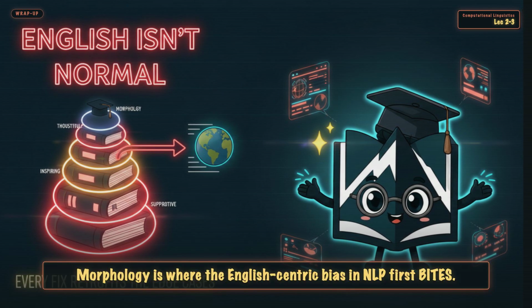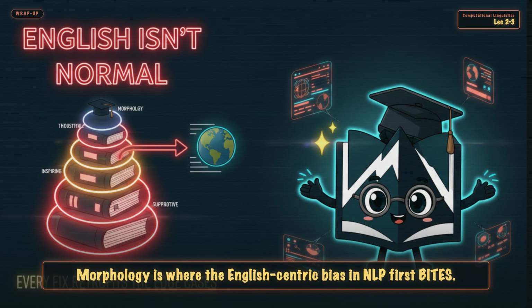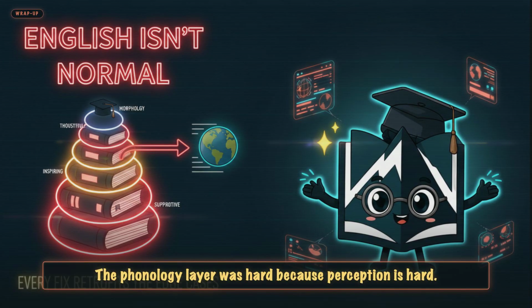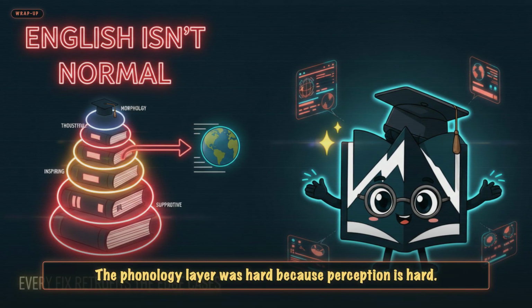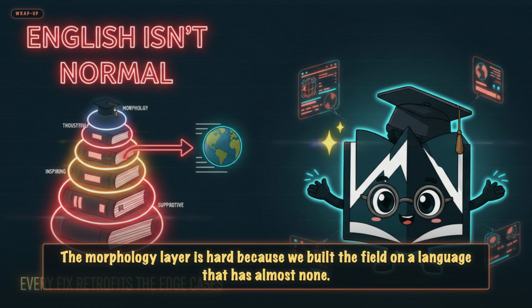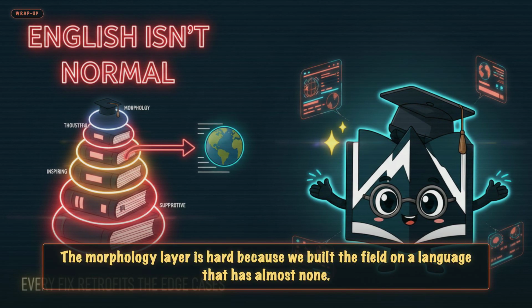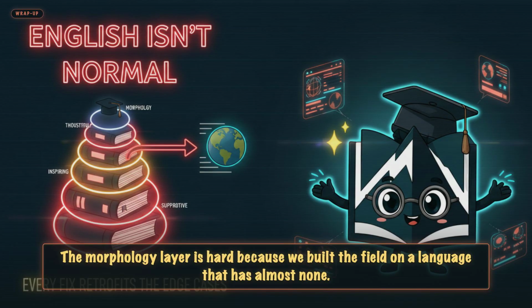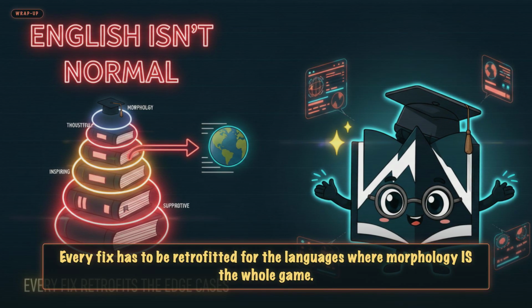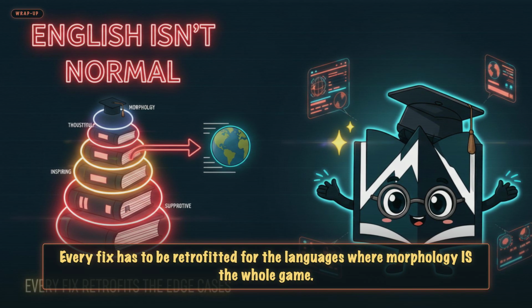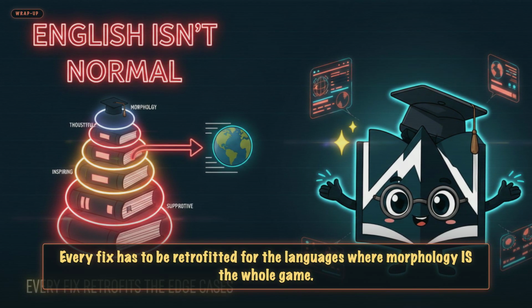Back to the puzzle. Morphology is where the English-centric bias in NLP first bites. The phonology layer was hard because perception is hard. The morphology layer is hard because we built the field on a language that has almost none. Every fix has to be retrofitted for the languages where morphology is the whole game.